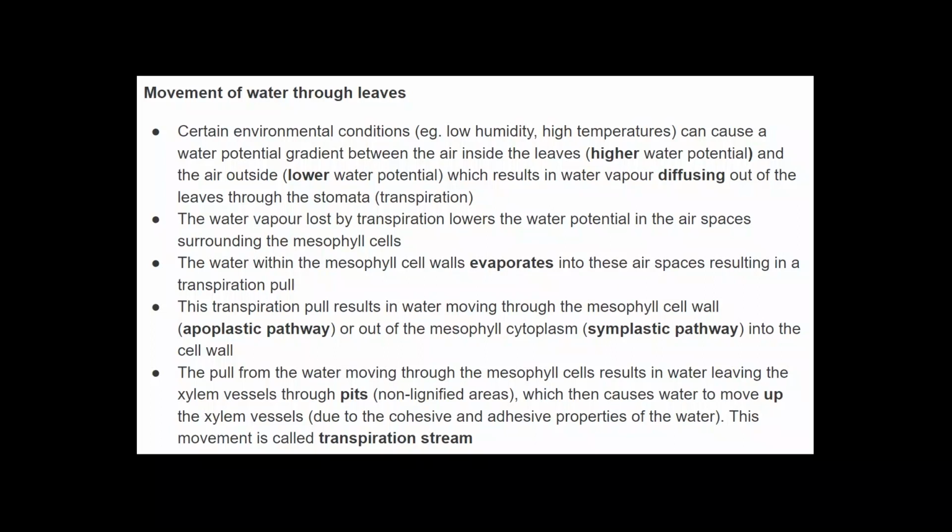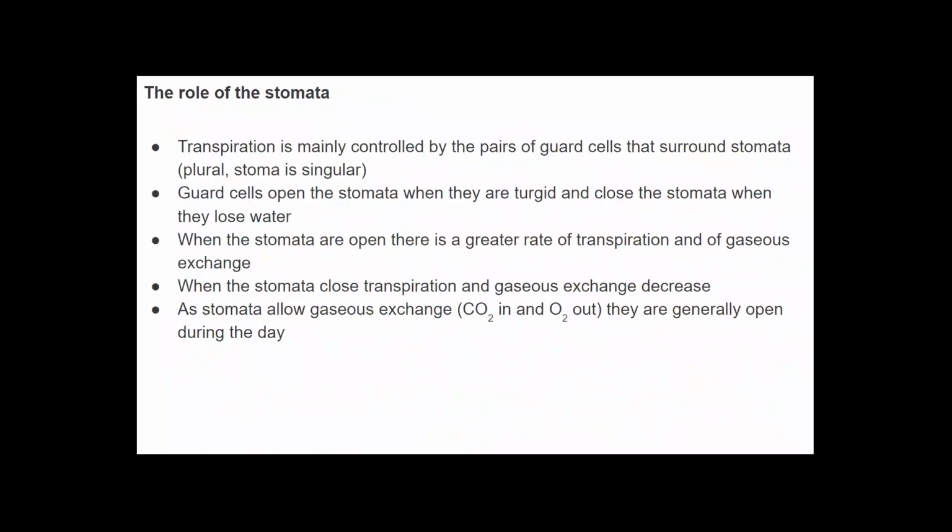The transpiration pull results in movement of water through mesophyll cell walls, which is an apoplastic pathway, which we discussed in the previous class, or through the mesophyll cytoplasm into the cell wall. The pull from water moving from the mesophyll cells results in water leaving the xylem vessels through pits, which are non-lignified areas, which then cause water to move up xylem vessels due to the cohesive properties of water. And as I said, this is called the transpiration stream.